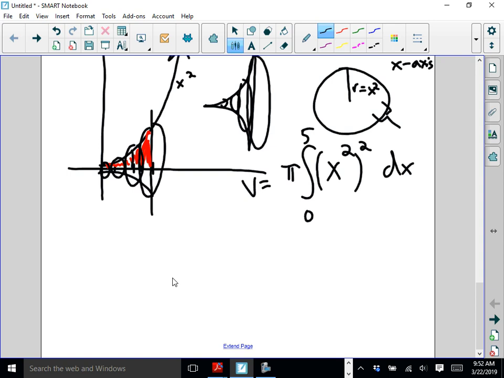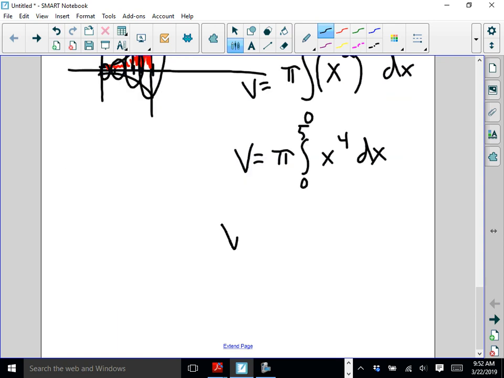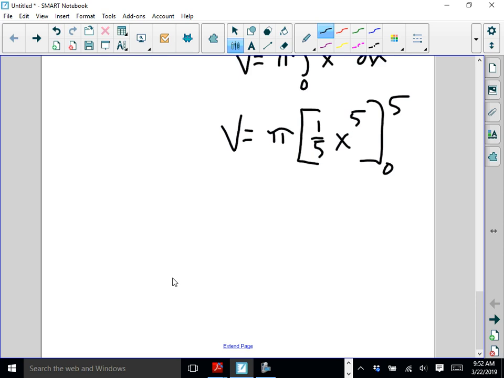I want to take a step to simplify here. X squared squared is x to the fourth. Now I'm ready to bump and divide. I'll use my brackets. I get 1/5 x to the fifth, again from 0 to 5. Now all I've got to do is plug in 5 and plug in 0.